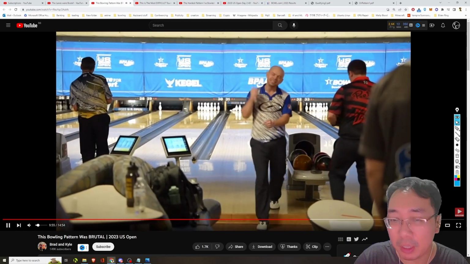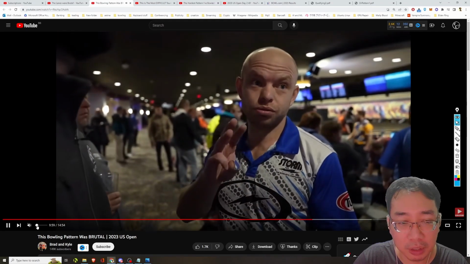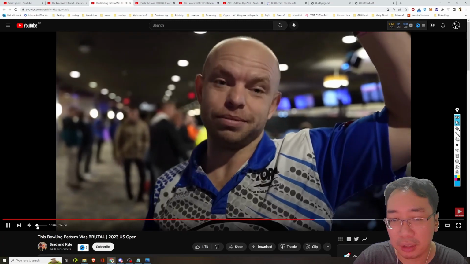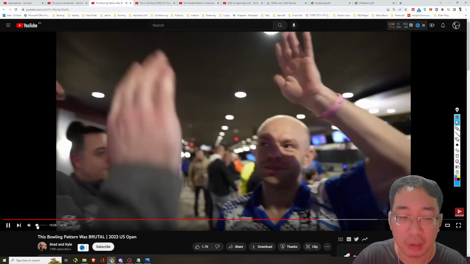Yeah, you can see that pin carry is difficult. Alright, so we're done with game 4. Because if you can't get axis rotation on your shot, it's very difficult to create entry angle, and if you don't have entry angle, it's pretty difficult to get consistent strikes.